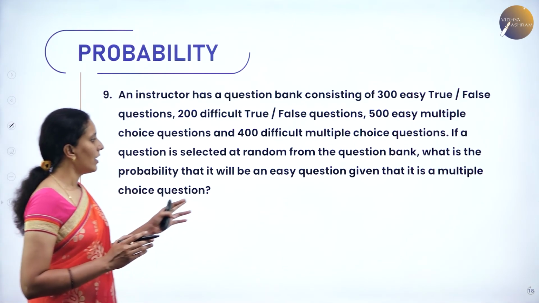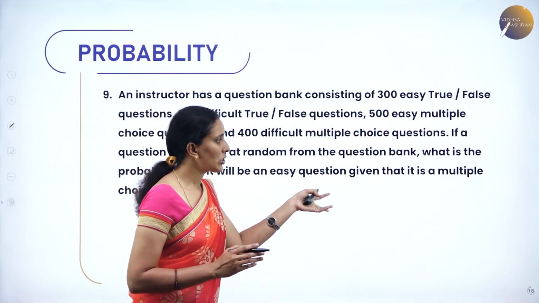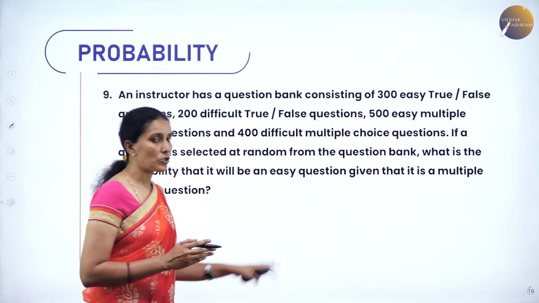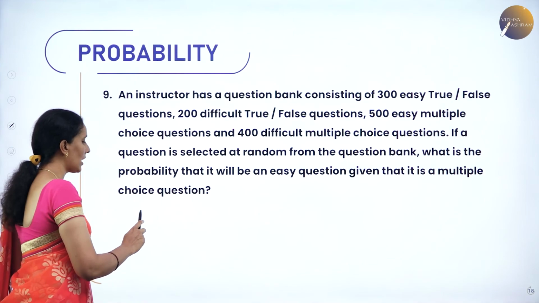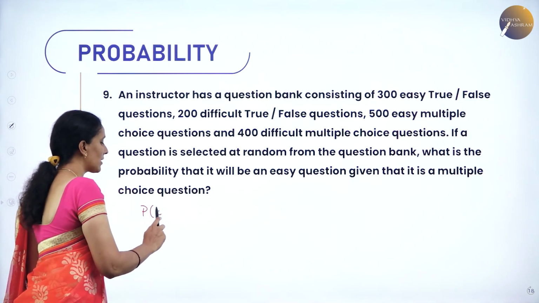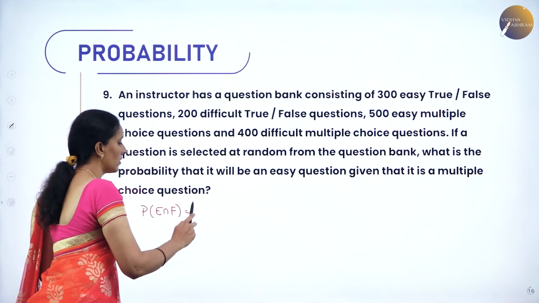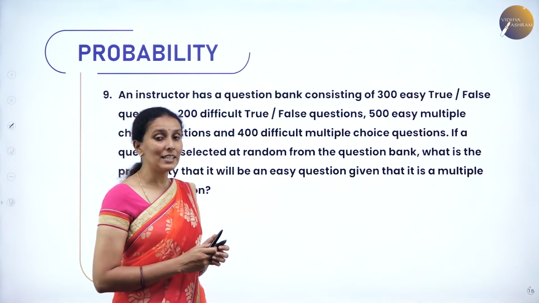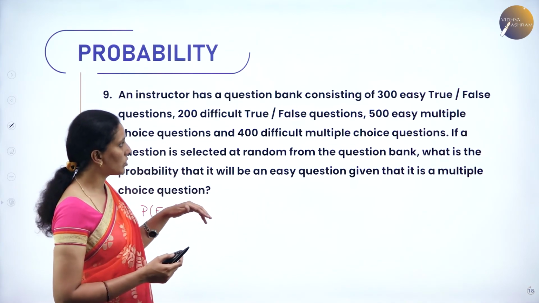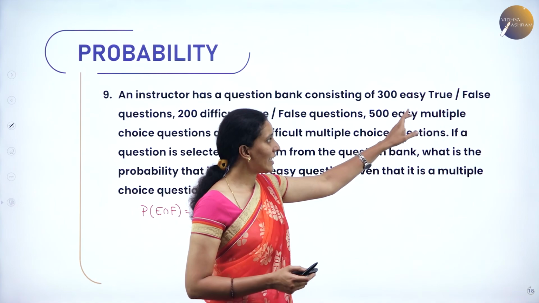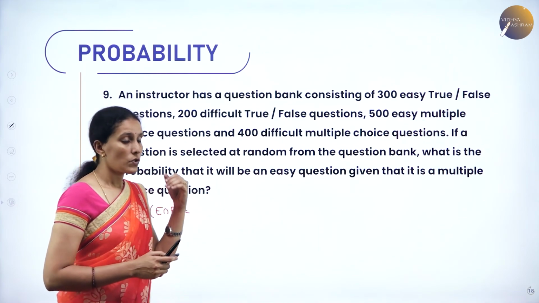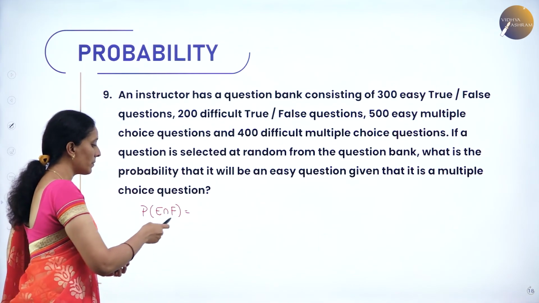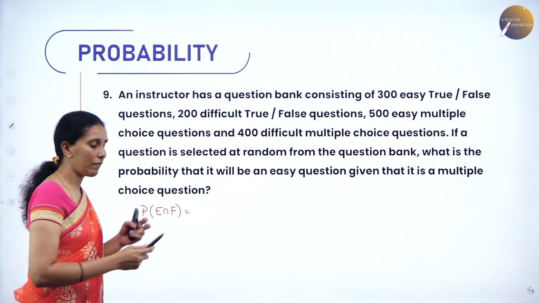So when I say we need to calculate an easy question to be a multiple choice question, let me take P of E intersection F. So how many questions are easy and multiple choice? We have 500 easy multiple choice questions. So easy and multiple choice means it is E intersection F, we can take.